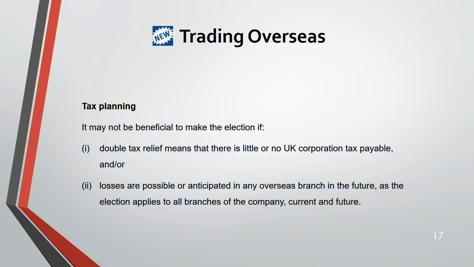Or losses are possible. That means you are expecting that you are going to get losses in the overseas branch in the future. Why? Remember, the election applies to all the branches, current and future, of that company. So if you are expecting more and more losses, you can utilize the loss if you don't make the election. So in that case, don't make the election.